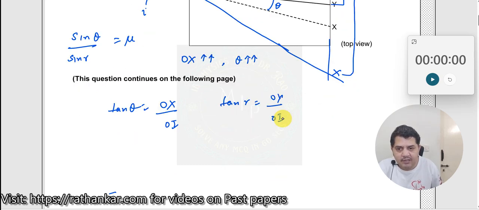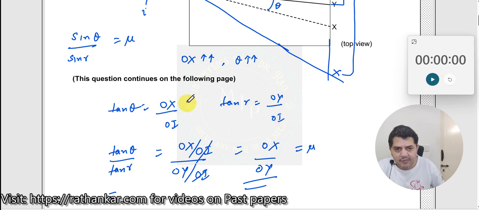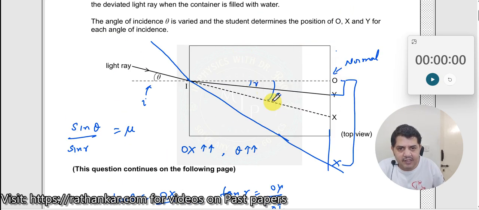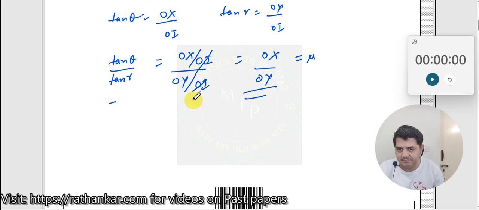So if I divide tan theta by tan R, I get Ox by Oy divided by Oy by Oy. So Oy goes away, which is nothing but Ox by Oy, right? So what is Ox by Oy? Mu. Therefore, if I use the geometry in the figure here, I get the value of mu given by tan theta by tan R. If I use Snell's law, I get mu equal to sin theta by sin R. Now which equation is correct? This is the question.